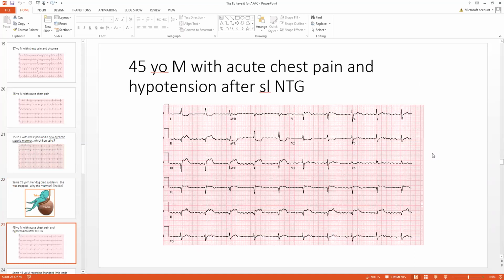All right, here's a 45-year-old man with acute chest pain and hypotension after receiving sublingual nitroglycerin. The patient was seen in the field. The chest pain was impressive. The electrocardiogram was obtained, showed what looked like an inferior infarction, and sublingual nitroglycerin was given. But there's one more thing on this. Well, there's two more things on this electrocardiogram. Look at the tremor artifact. And look at the ST elevation in V1. Now, this is standard left-sided precordial leads.